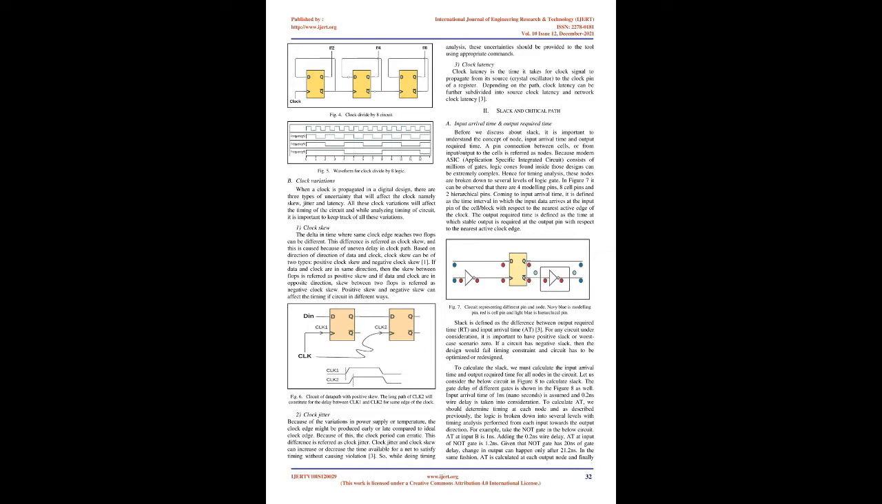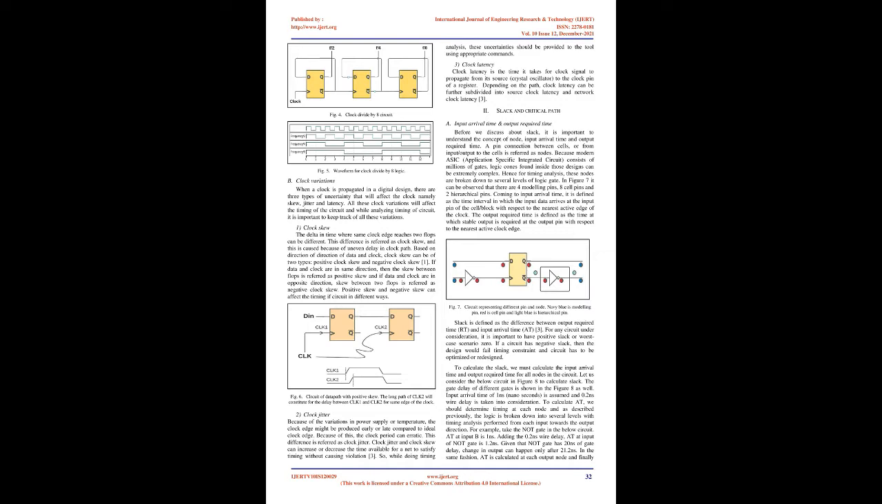3. Clock latency. Clock latency is the time it takes for the clock signal to propagate from its source, the crystal oscillator, to the clock pin of a register. Depending on the path, clock latency can be further subdivided into source clock latency and network clock latency.